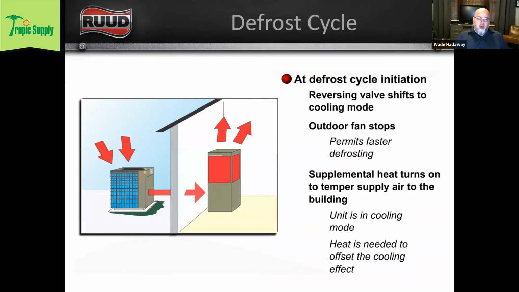And so the way that process works is we initiate a defrost cycle, the reversing valve shifts to cooling mode, or we de-energize the valve. The outdoor fan motor shuts off. That's going to make our head pressure outside get higher. That's going to make more heat, and it's going to defrost the coil faster.